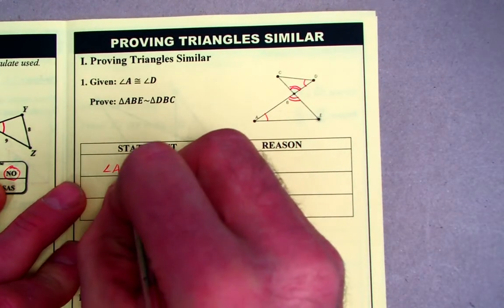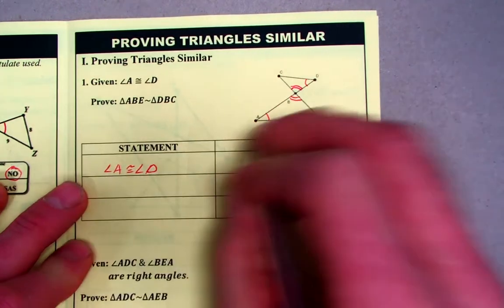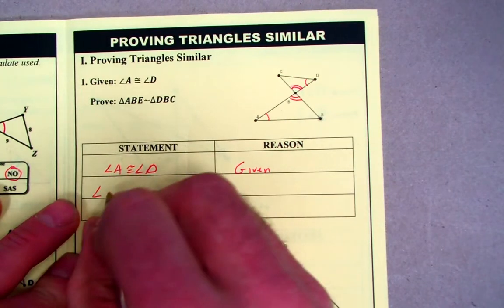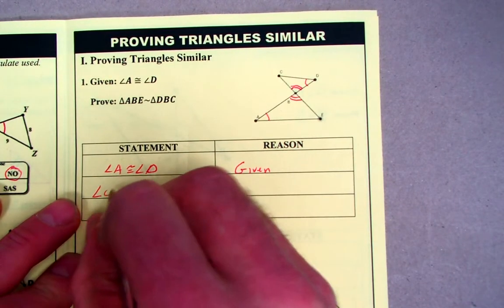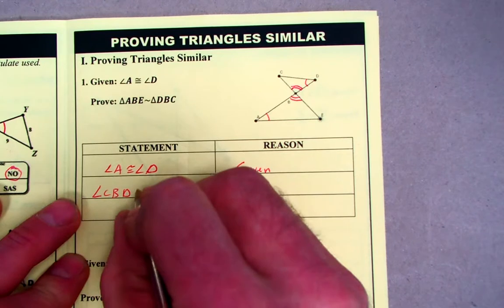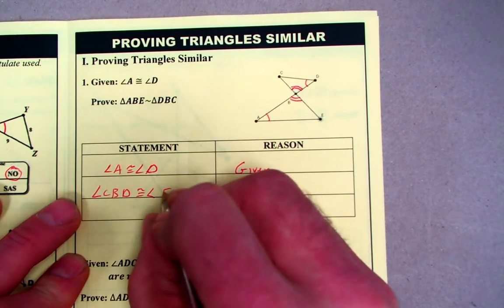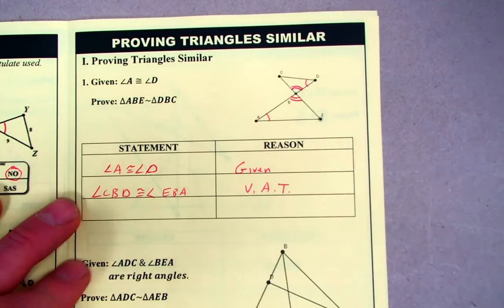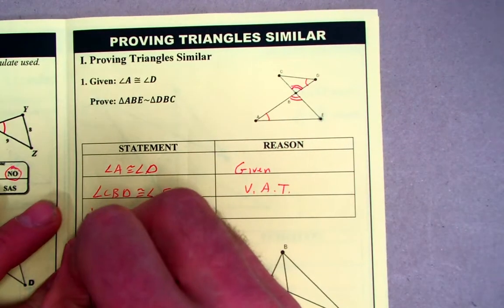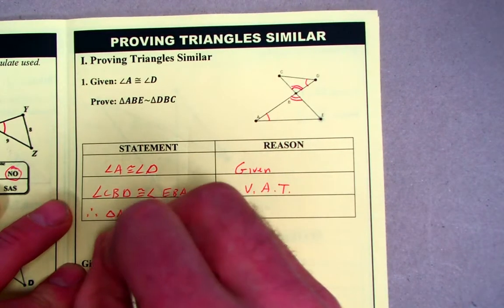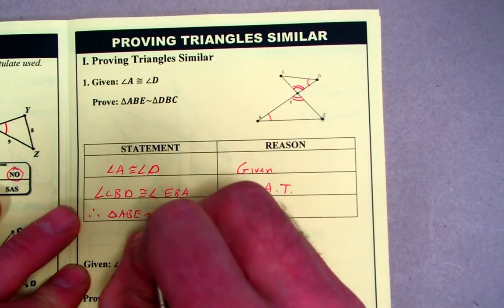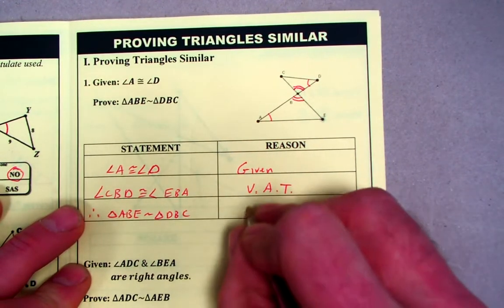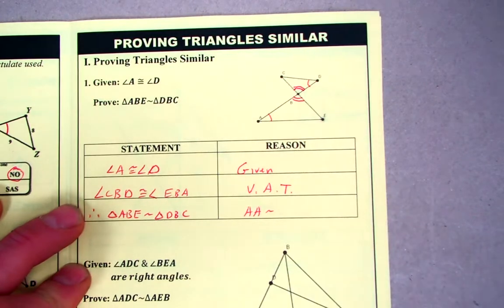Angle A is congruent to angle D, and that's given. Angle CBD is congruent to angle EBA. That's the vertical angle theorem. So therefore, triangle ABE is similar to triangle DBC. In this case, we say by angle similarity.